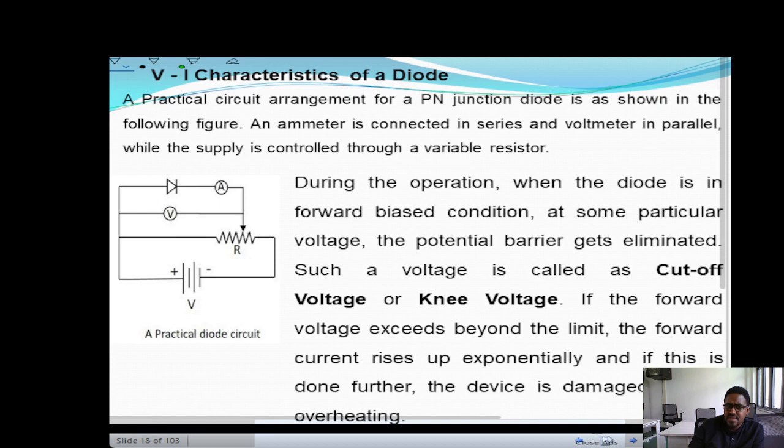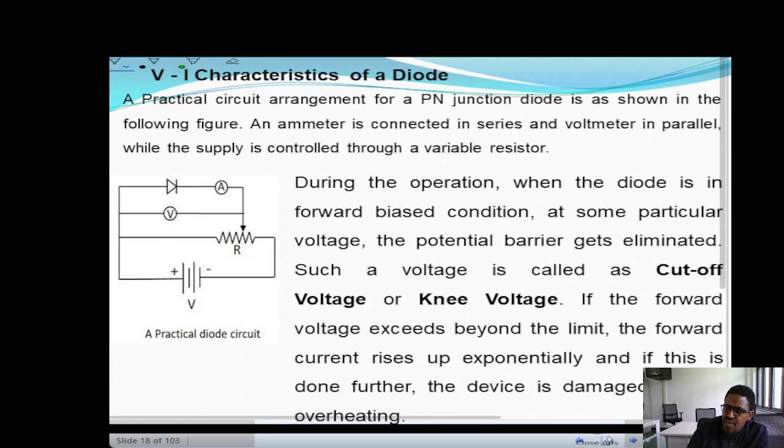Diode characteristics: voltage versus current characteristics of a diode. A practical circuit arrangement for a p-n junction diode is as shown in the following figure. An ammeter is connected in series and a voltmeter in parallel, while the supply is controlled through a variable resistor. Or we can use a variable battery source.